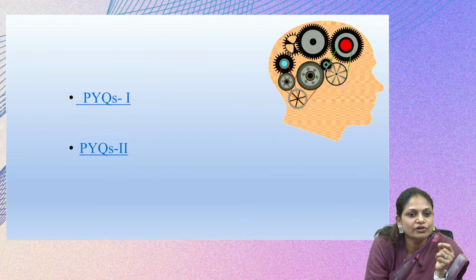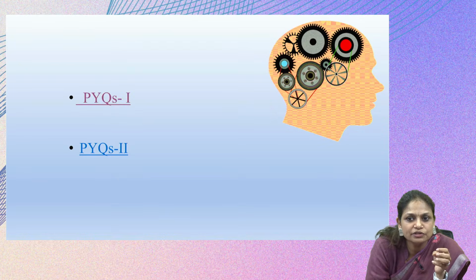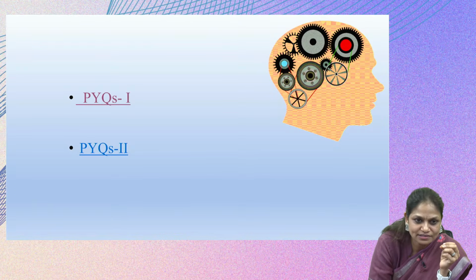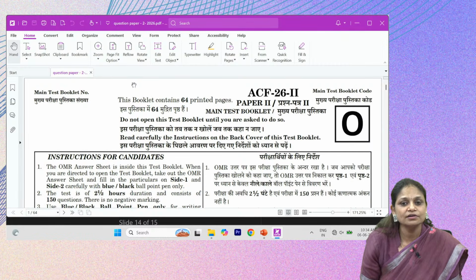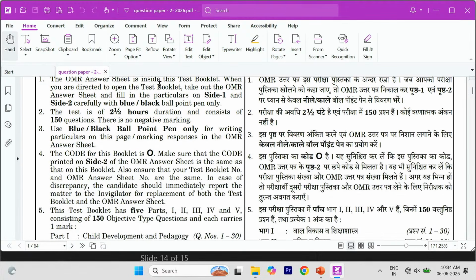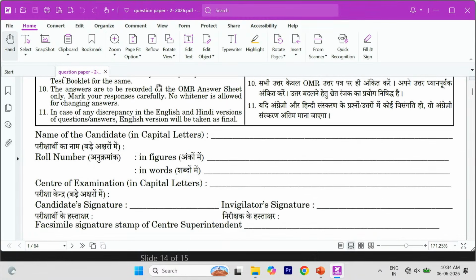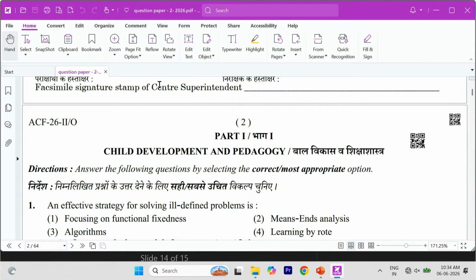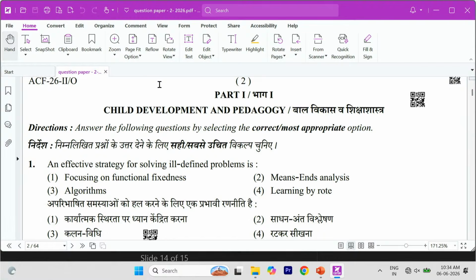Yeah. So first is previous year question paper 1. Can we have the PDF of this, please? Let's look at what questions are there. Yes. So this is the sample question paper of year 26. And when you come down to this, go to part 1. Yes, down, please. Come down, sir. Yes, part 1. So this is child development and pedagogy. This is how the question paper looks.